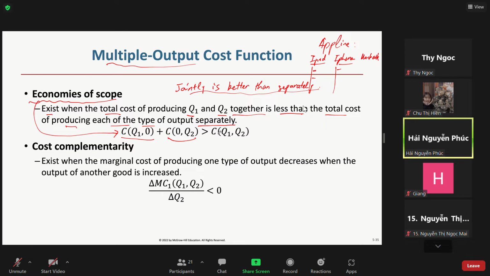Okay. The total cost of producing the two goods separately is greater than the total cost of producing the two goods jointly, C(Q1, Q2). Here is the total cost of producing good 1 and good 2 together. Right?